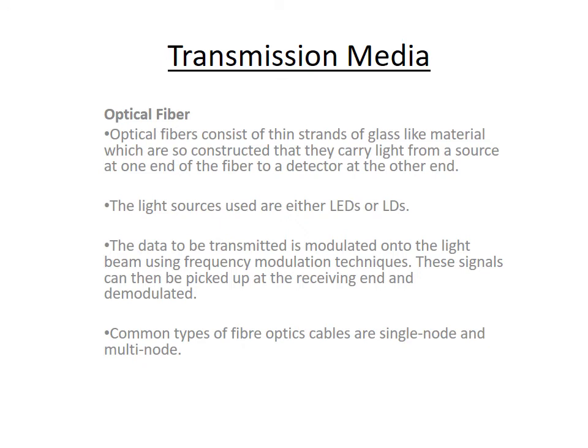Optical fiber. Optical fiber consists of thin strands of glass-like material which are so constructed that they carry light from a source at one end of the fiber to a detector at the other end. The light sources used are either LEDs or lasers. The data to be transmitted is modulated onto the light beam using frequency modulation techniques. These signals can then be picked up at the receiving end and demodulated. Common types of fiber optic cables are single mode and multi-mode.